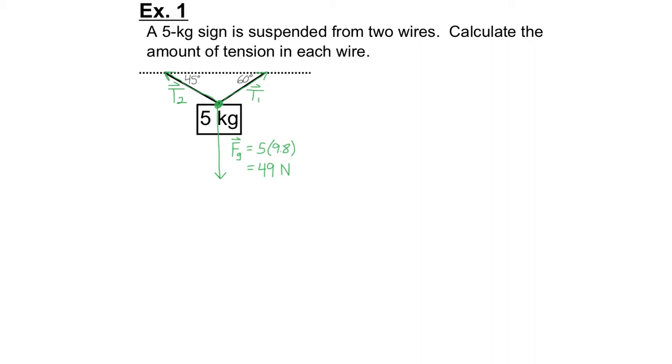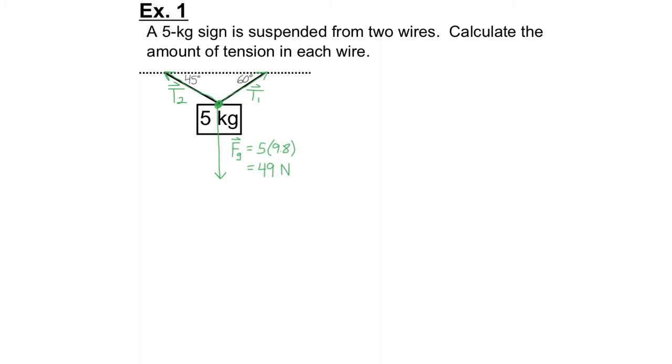Now let's do a little bit of thinking. Is the sign moving up or down? Left or right? No, it's hanging there. It's staying still. So that means all the forces have to balance out. So if gravity's pulling down, the upward forces are going to balance that out. Another way you could think of it is if we add all these vectors together, the result is going to be 0.